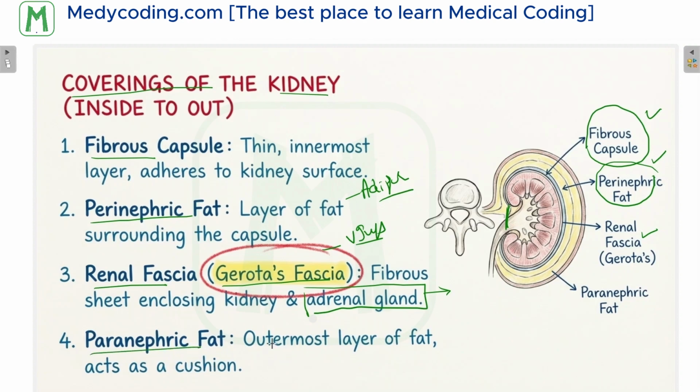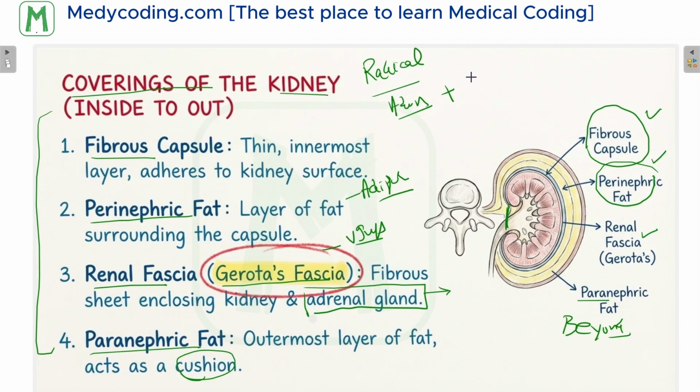So as the name suggests, para means beyond. So beyond the kidney, the outermost layer is known as paranephric fat. Perinephric means surrounding. The function of paranephric fat is to provide cushion. So these are the coverings of the kidney, and that is very important, because for radical nephrectomy, the physician removes the adrenal gland plus Gerota fascia.